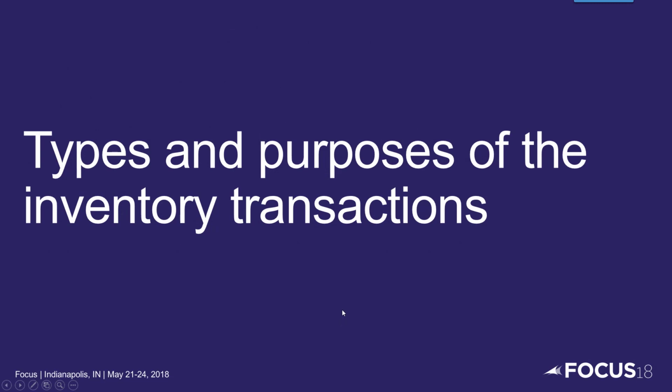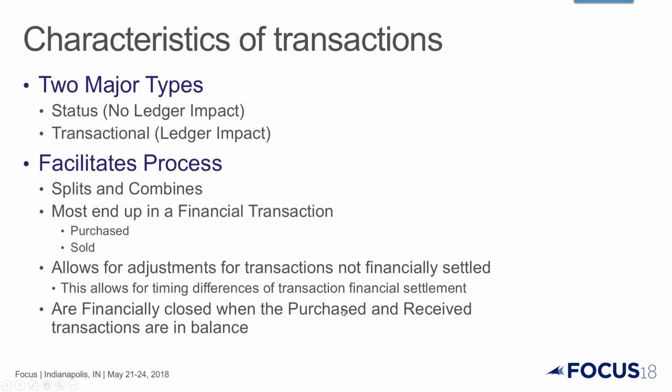Types and purposes of inventory transactions. Well, there's two major types. You've got the status, which is no ledger impact. Status is things like ordered. It's telling you what the status of that inventory is in that group of inventory. So it also then splits. So you could have 5 on order, 5 reserved, or something like that.